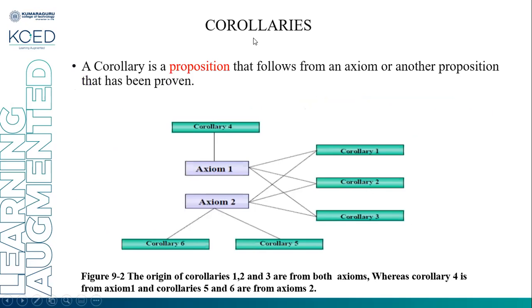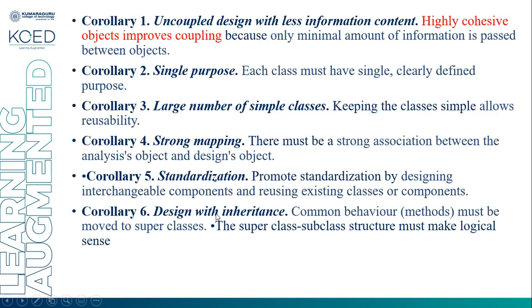Next, we are going to discuss the corollaries. A corollary is a proposition that follows from an axiom or another proposition that has been proven. So generally, corollaries follow the axioms. We have 6 corollaries. Corollaries 1, 2, and 3 are based on both axiom 1 and axiom 2. Corollary 4 is based especially on axiom 1. Corollaries 5 and 6 are based on axiom 2. We will discuss what each corollary states.